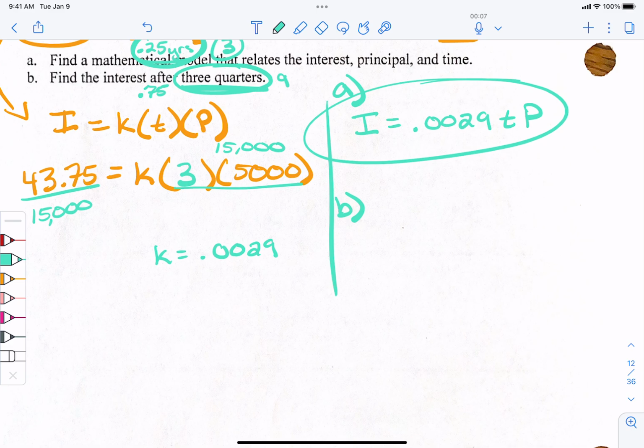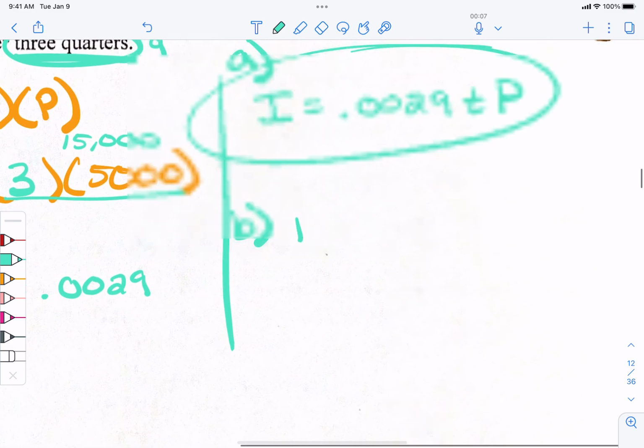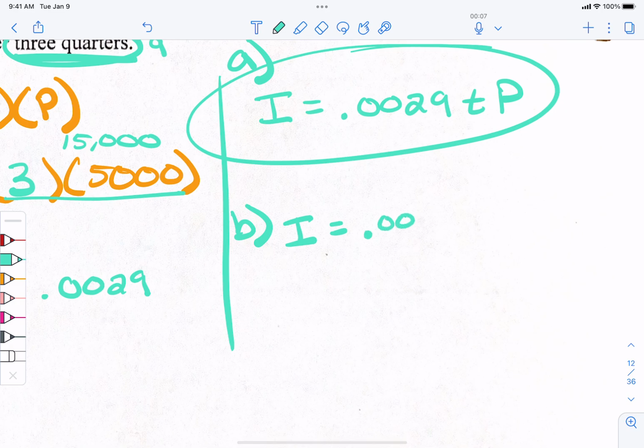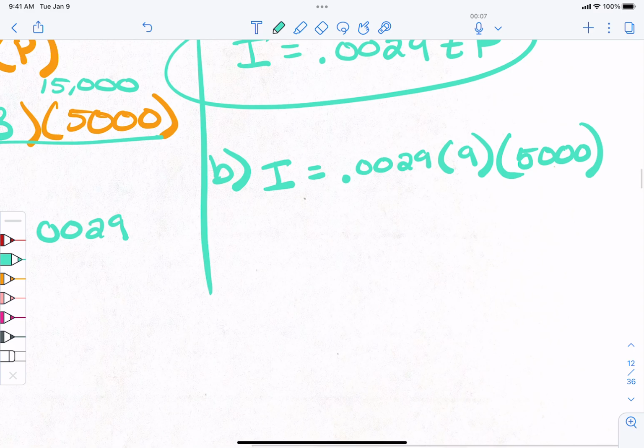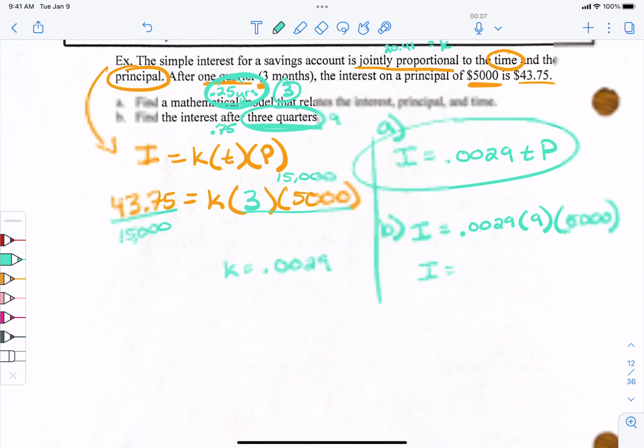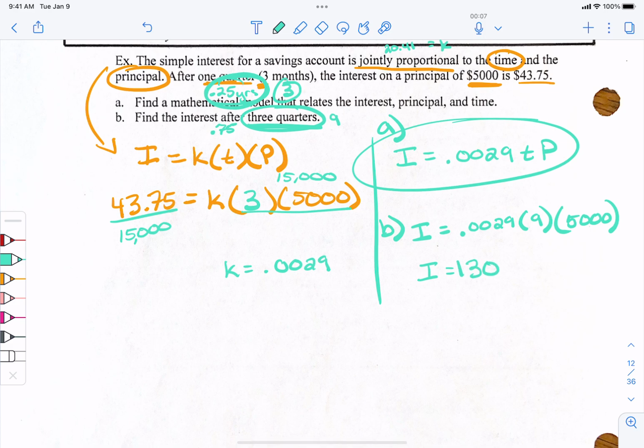Find the interest after 3/4. Interest is what I'm solving for. 3/4, since we did it in months, we can go ahead and put 9 months in there. What's P? Still the same, 5,000. And I type that all in and I get an answer. What interest amount did I get? We know it's going to be more than $43, right? 130.50. So $130.50 is my interest after 3/4 or 9 months.